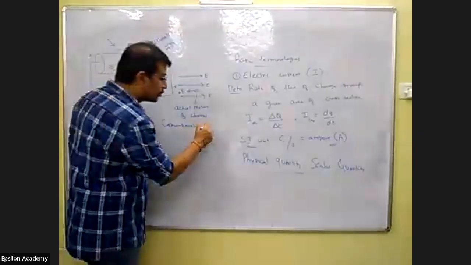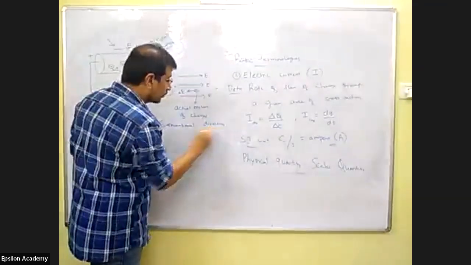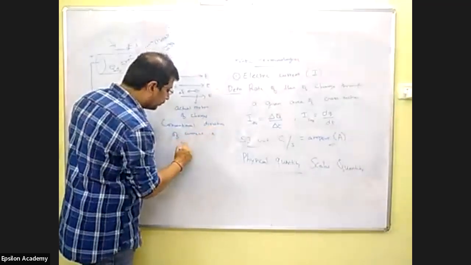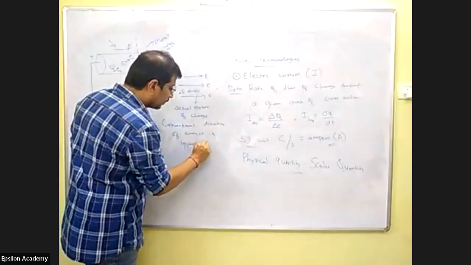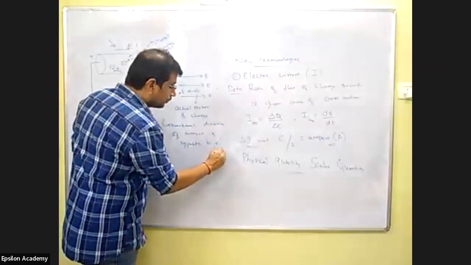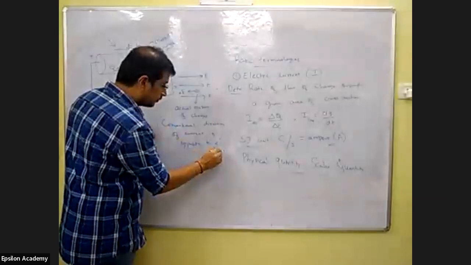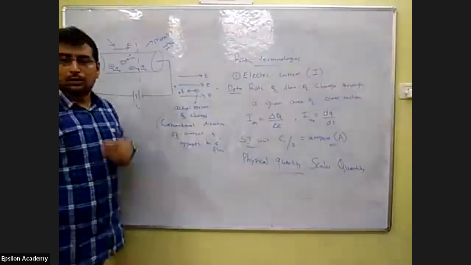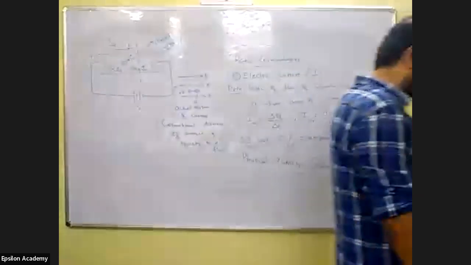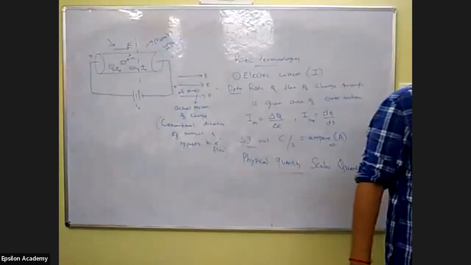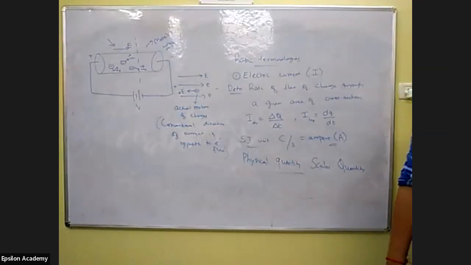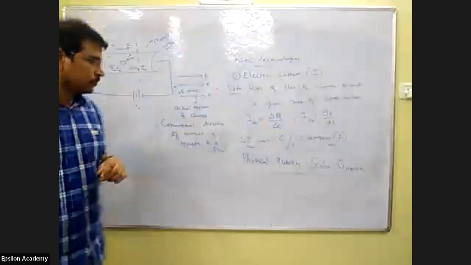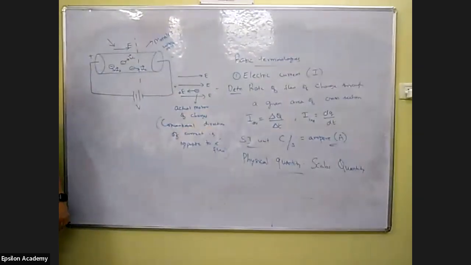So conventional direction of current is opposite to the direction of electron flow. Make a note of this, guys.